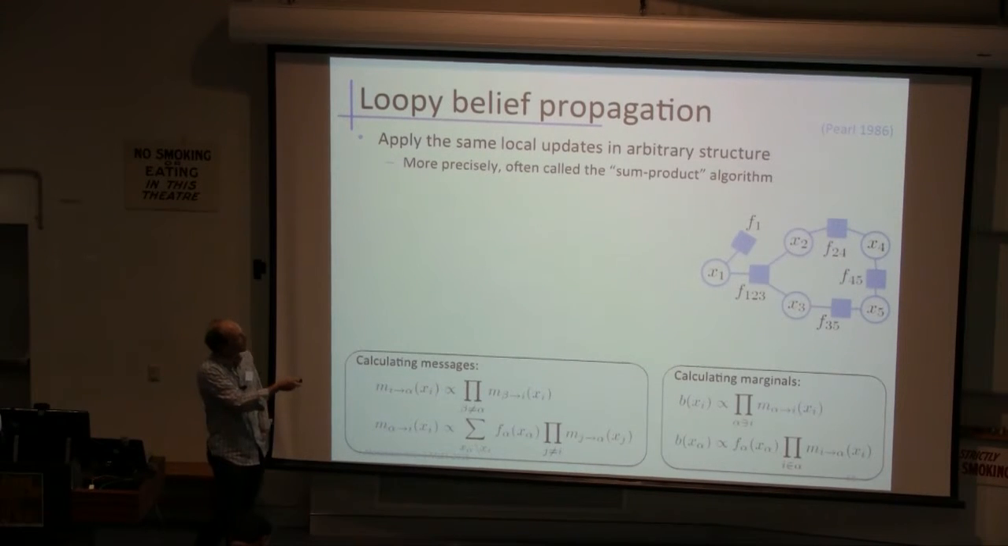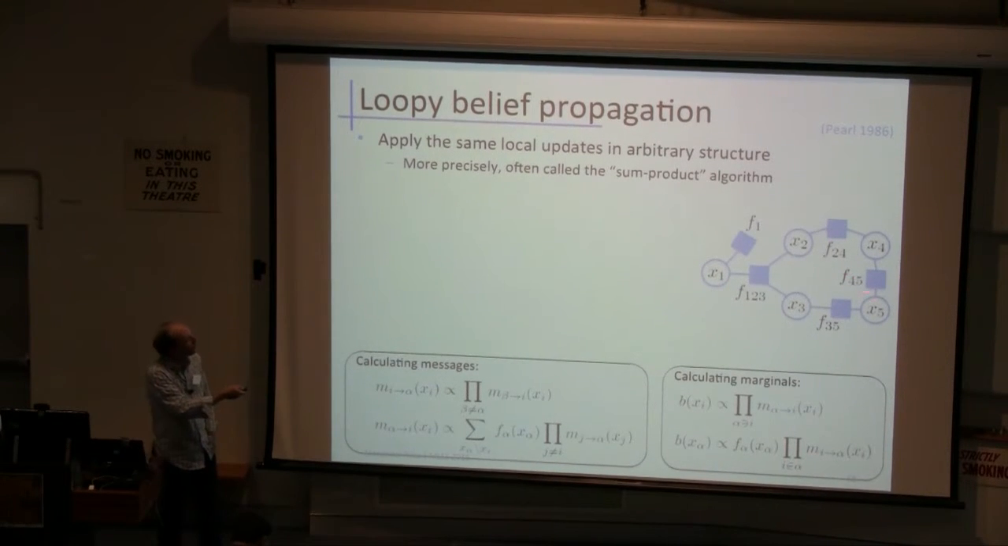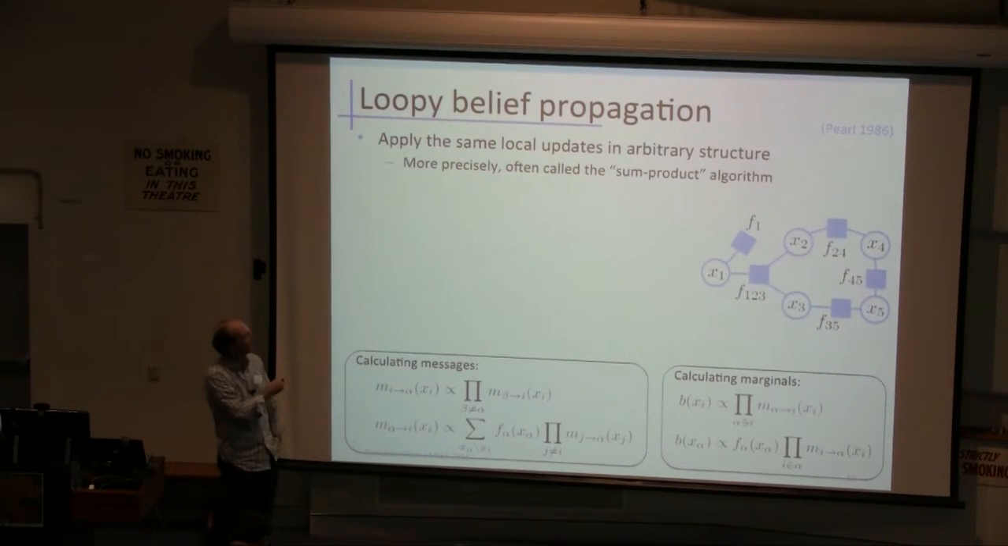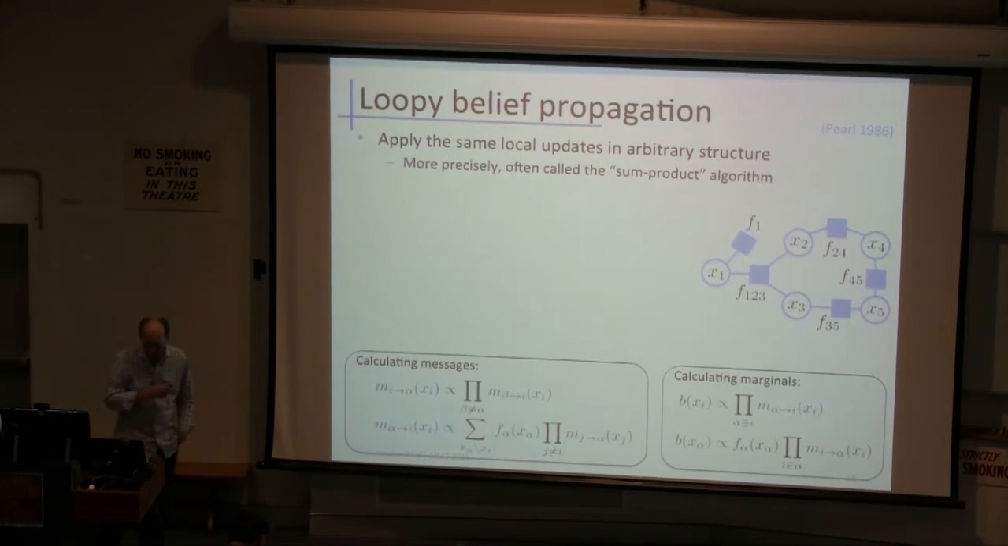So here's a graph that's very close to the tree I had before, but now I have an extra factor. I can still apply these message passing recursions where each message depends on the other messages in the system, and just not worry about the fact that this is no longer a tree. This is an algorithm that was originally proposed by Judea Pearl back in 1986 in his book. He called it belief propagation.